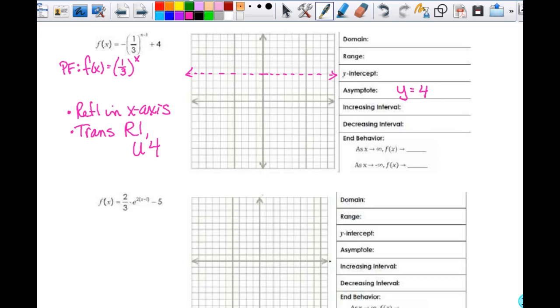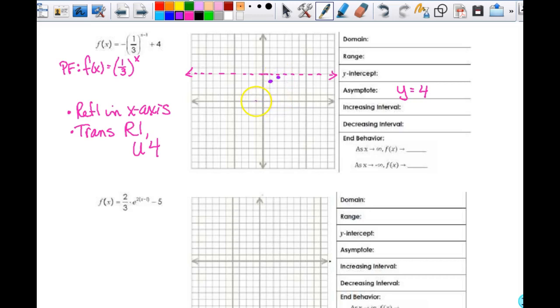So then I got to think about my anchor points. Now when we did these, we didn't write anything down, we just said, all right, well they all go through 0, 1. Okay, so that's my first anchor point there. And then I'm going to reflect that in the x-axis, which brings it down here. Translate to the right 1 and up 1, 2, 3, 4. When x is 1 for my parent function, y is 1/3, just right about there. I reflect it in the x-axis, move to the right 1, and up 1, 2, 3, 4.